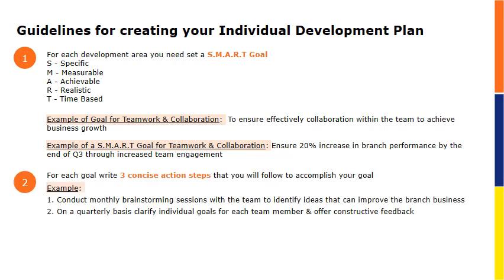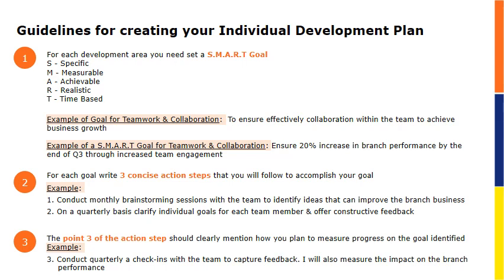Once you have set a SMART goal, you need to write 3 action steps, which are a set of activities you will follow to achieve the goal. Make sure to include a measurable action and time-bound action step like the ones shown. The third action step should include how you will measure progress on the goal. For example, you can do a weekly, monthly, or quarterly check-in with your manager or team to take feedback and measure your progress.